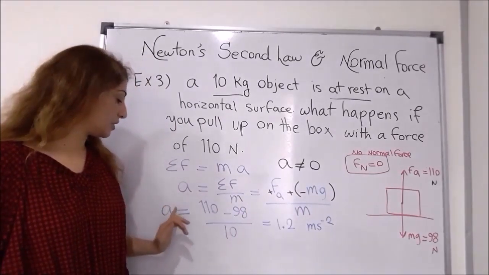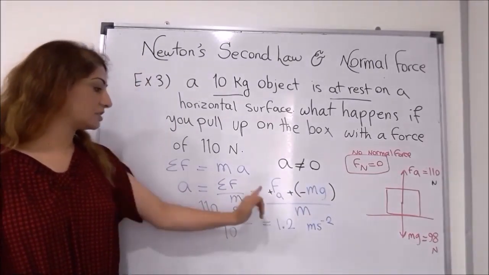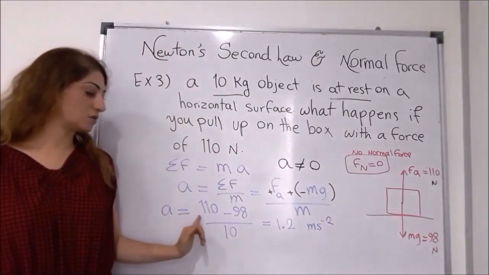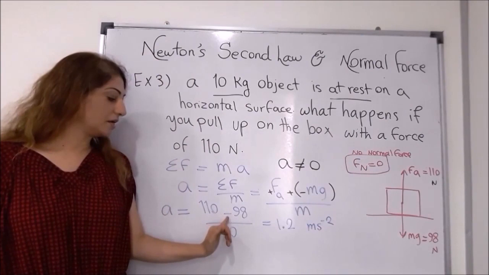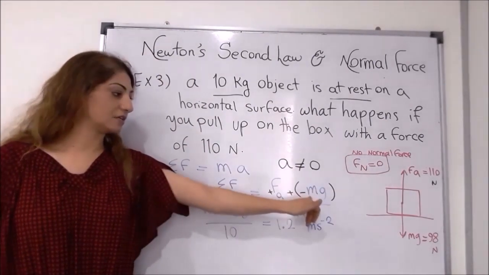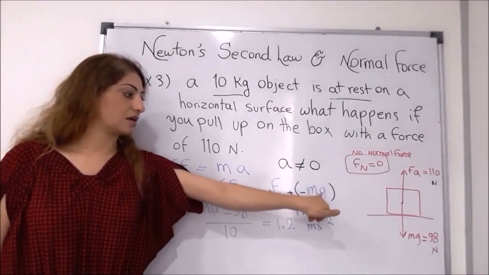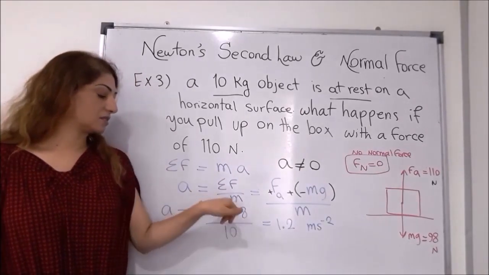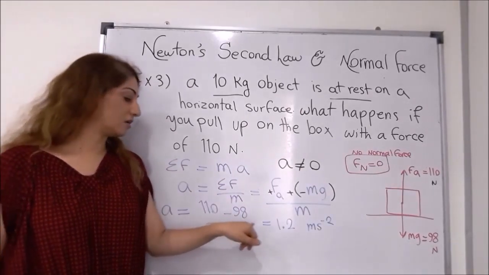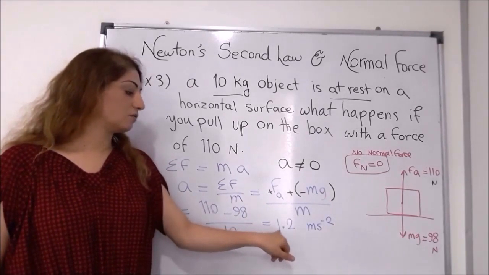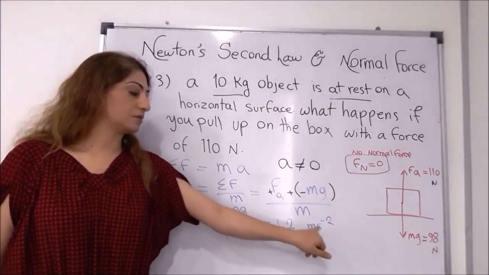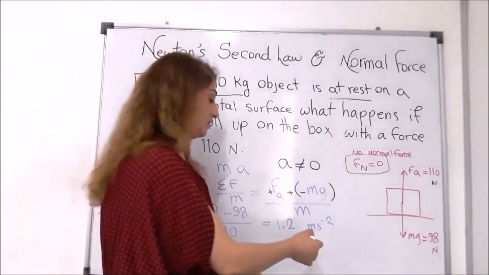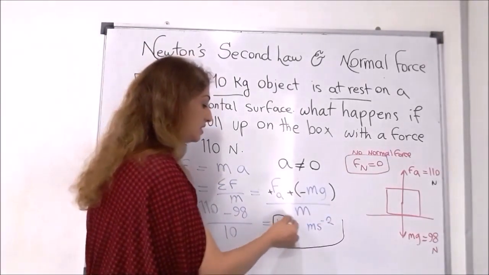So acceleration equals, what is the applied force? It is 110 newtons, so I just substitute. Minus, I already calculated this one, 10 times 9.8 becomes 98. Divided by the mass of the object, which is 10 kilograms, which equals 1.2 meters per second squared. As you can see here, the object moves with this acceleration.